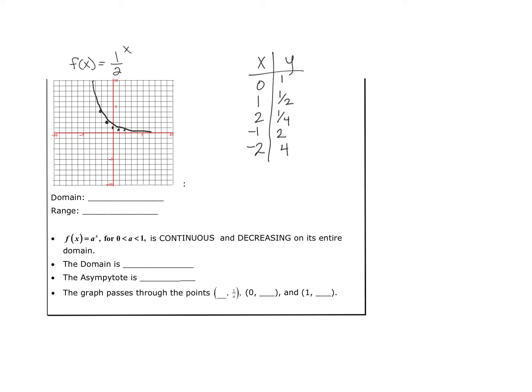We get this graph here, which is similar. In this case, it's just decreasing. So our domain is still minus infinity to infinity, and our range is still 0 to infinity. But in this case, our function, if the base is between 0 and 1, is continuous and decreasing on its entire domain. Our asymptote is the same, y equals 0, and the graph passes through 0, 1, 1, a, and negative 1, 1 over a.